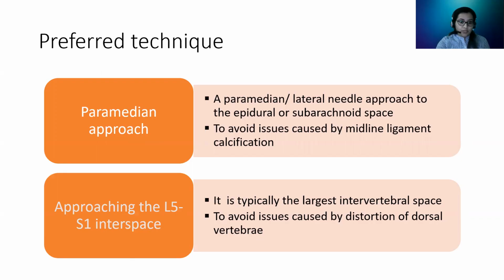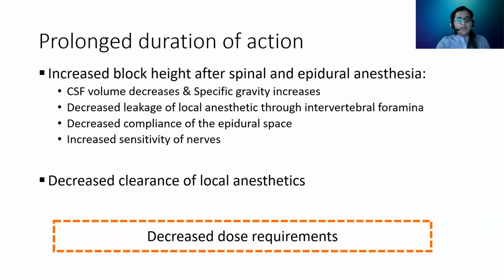It is better to approach the L5S1 interspace to overcome issues caused by distortion of dorsal vertebrae, as it is typically the largest intervertebral space. Increased block height after spinal and epidural anesthesia is seen in these patients due to age-related anatomical changes, which we have already discussed in the last lecture, and also due to increased sensitivity of nerves to drugs given neuraxially. Moreover, clearance of local anesthetics is also decreased with age. Hence, the requirements for spinal and epidural block decrease with age.